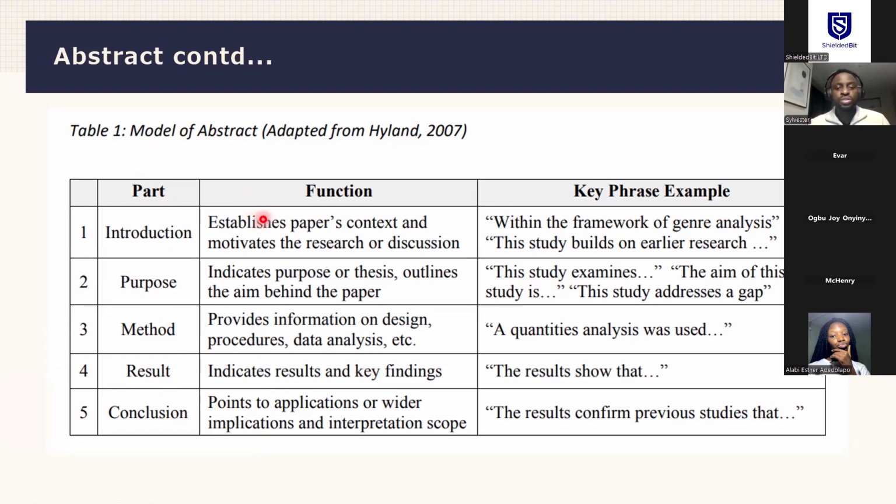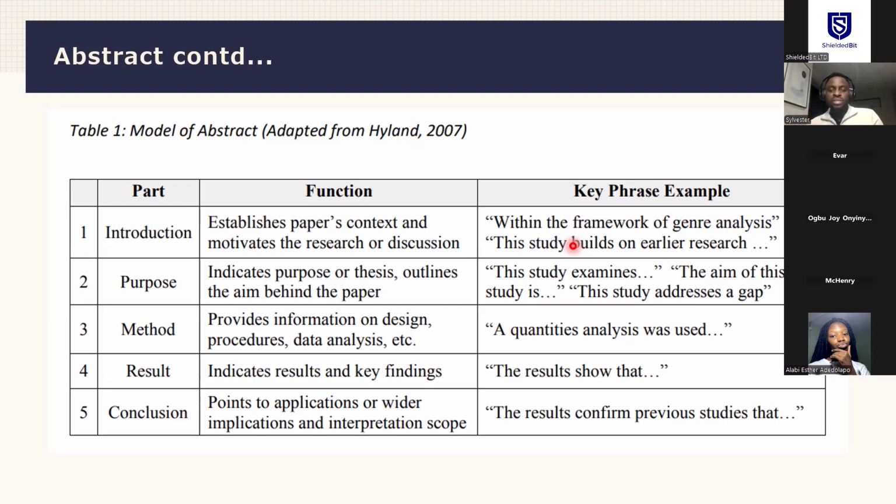So, introduction: you establish the paper context and the motivation for the research. You see key phrases that you can use. This study builds on earlier research. Like I said, earlier research has shown that, or extensive research has been conducted around the area of, or from previous studies by so-and-so. In the abstract, normally you don't reference people. But look at these key phrases within the framework of this. This study builds on earlier research. That's where you're starting from, right?